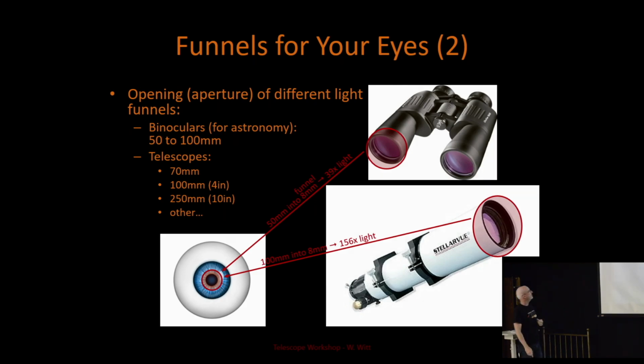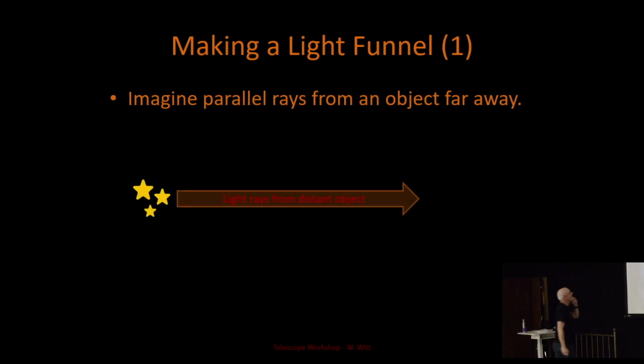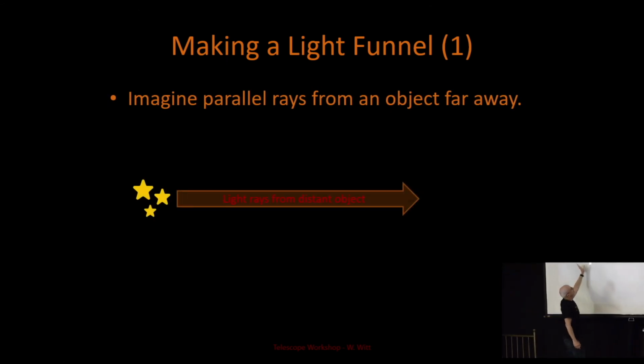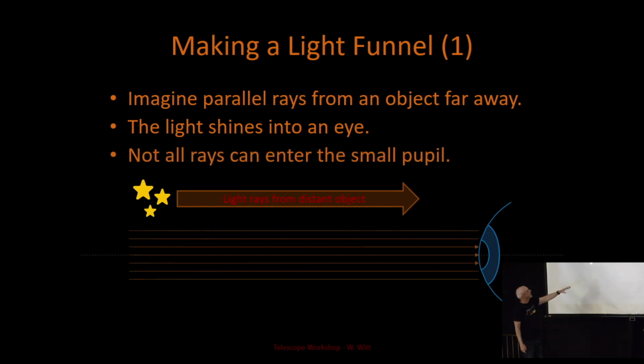Yeah. And so how does this light funnel work? So we can imagine maybe there's some stars over here, and there are light rays coming from some distant object out in space. And that light is now shining into an eyeball, right? Not all of the rays will enter into our pupil. Like we just said, the pupil is small. So a lot of the light rays that are coming from whatever's over there are going to miss our pupil, right? And they're lost to us.